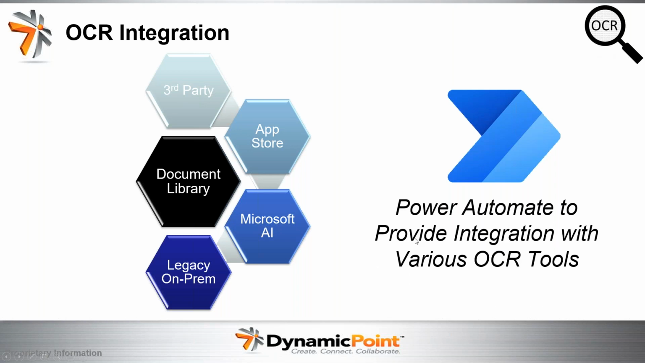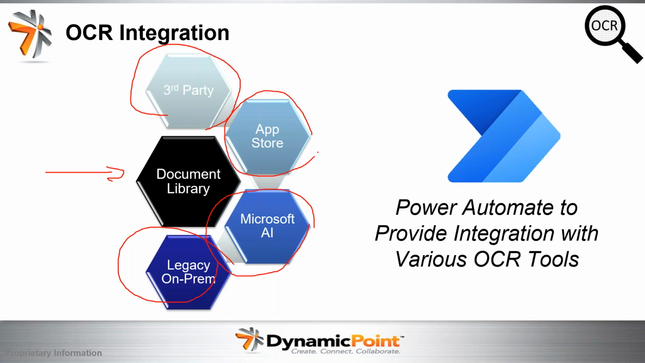So the OCR integration, just to recap, I happen to use a third-party product, and the document library here is serving as my repository. So this is using a SharePoint document library. But OCR tools are very numerous out there. So you can most certainly use a legacy on-premise product. Microsoft AI offers OCR. On the App Store, there's several other tools too. So with Power Automate, I could call almost any OCR tool, and really it comes down to which one works best for me, right?